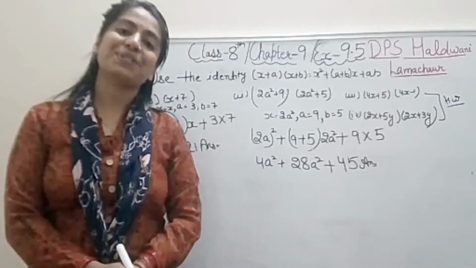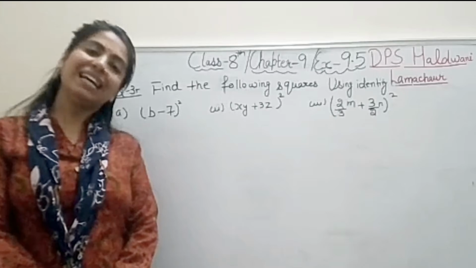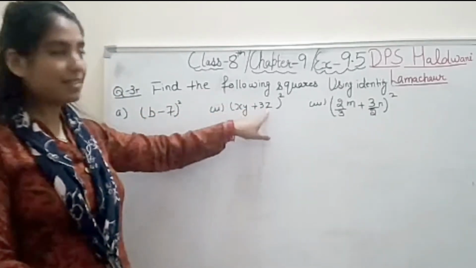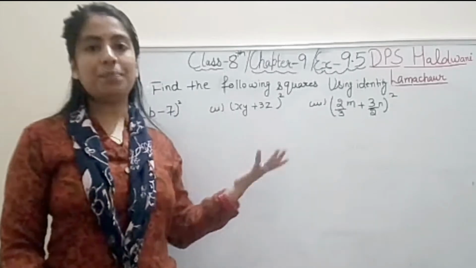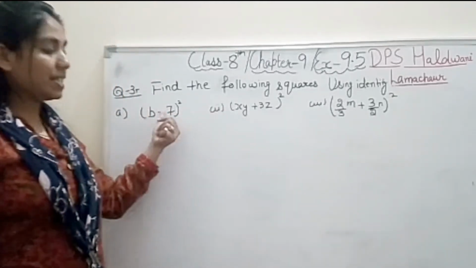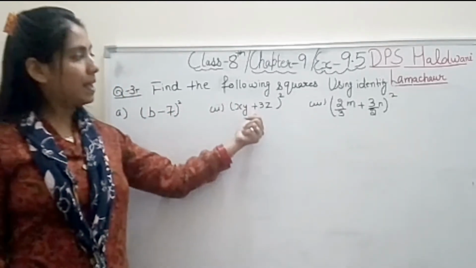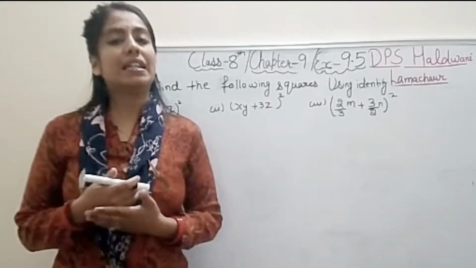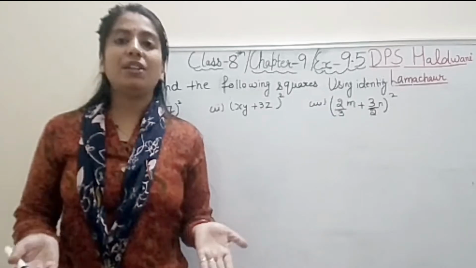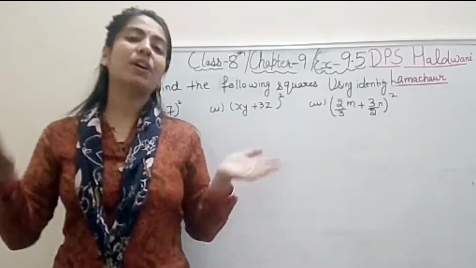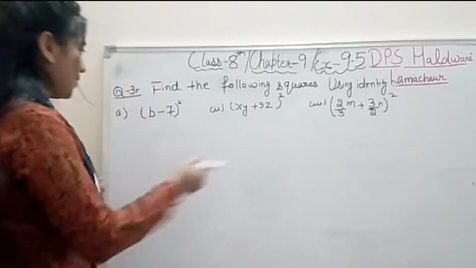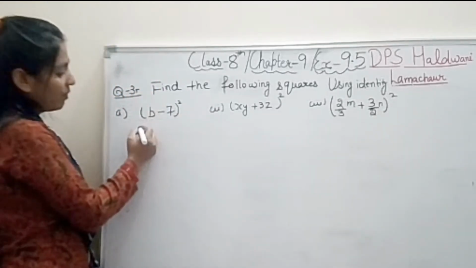Now coming to our next question, question number 3. Again on the basis of identities, find the following squares using identity. Squares means (a minus b) whole square, (a plus b) whole square. So squares are given to you. It means simply putting the values in either the (a plus b) whole square formula or the (a minus b) whole square formula. That's it. Okay. So let's start. It is the (a minus b) whole square formula.